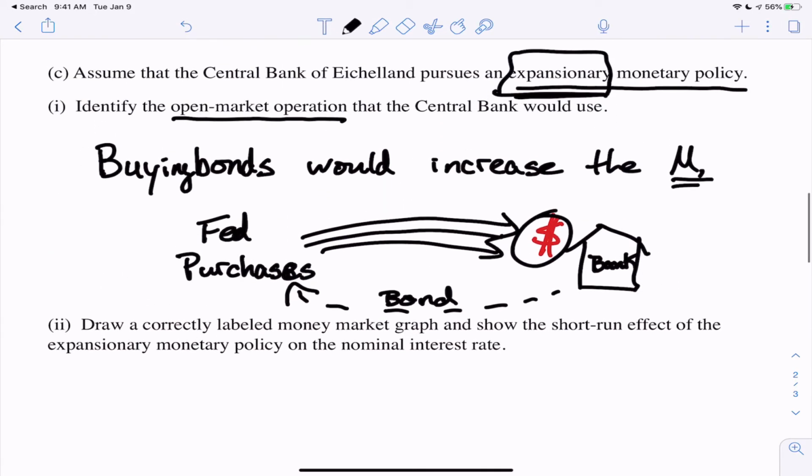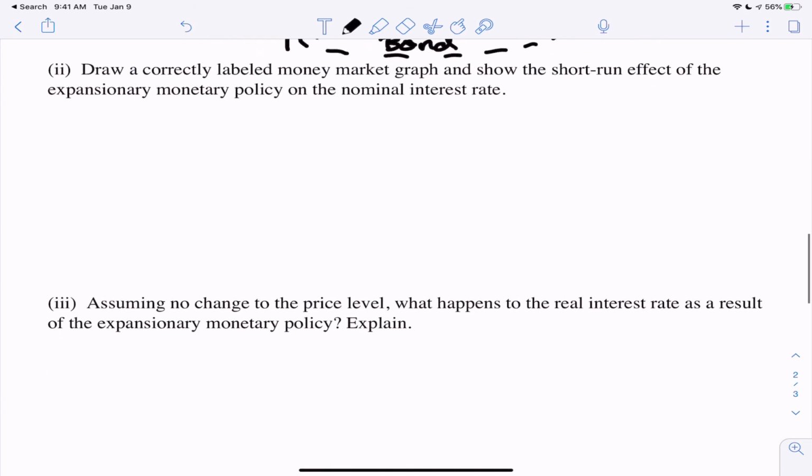But this question did specify that it had to be an open market operation, so either of those other two answers would not be correct. All right, draw a correctly labeled money market graph and show the short-run effect of the expansionary monetary policy on the nominal interest rate. So they kind of gave us all the tools here with this, right?